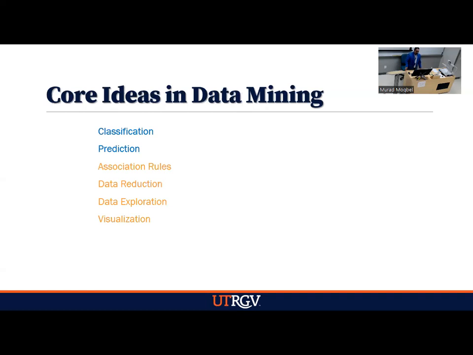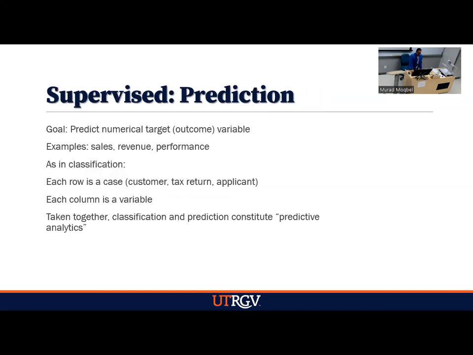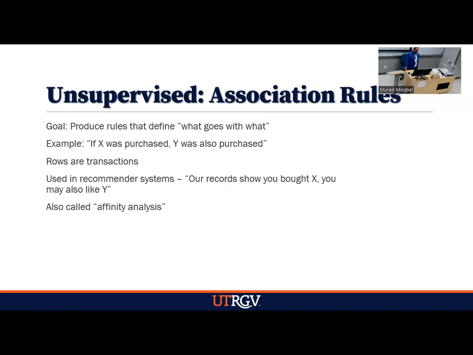So those are the ideas for supervised learning. Now, unsupervised learning is when we don't have a target variable that we are really looking for, right? Examples of unsupervised learning are association rules, clustering, data exploration, and visualization. Let's focus on association rules as an example for unsupervised learning.